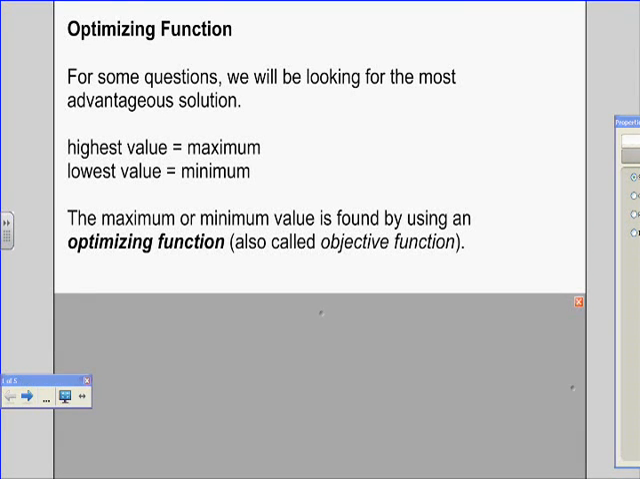So we find our maximum or minimum value by using an optimizing function. We also call it an objective function. And that's usually something that we can find within the context of our problem. So when we have a word problem, we'll have sets of constraints that give us a set of inequalities, and we'll also have some information that will let us find an optimizing function.